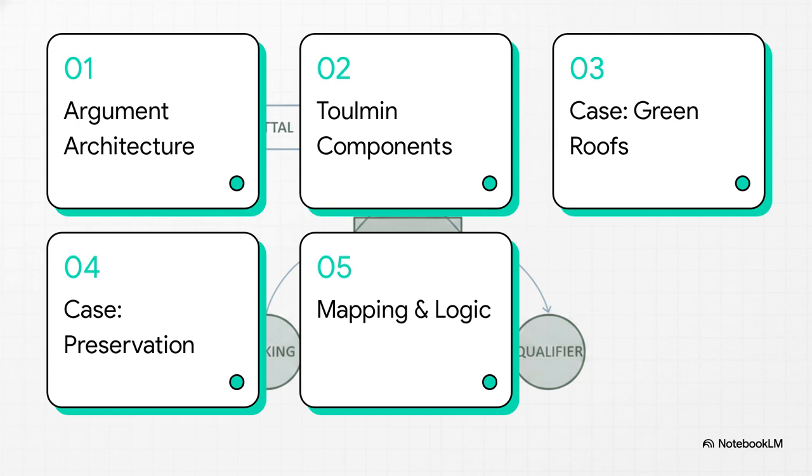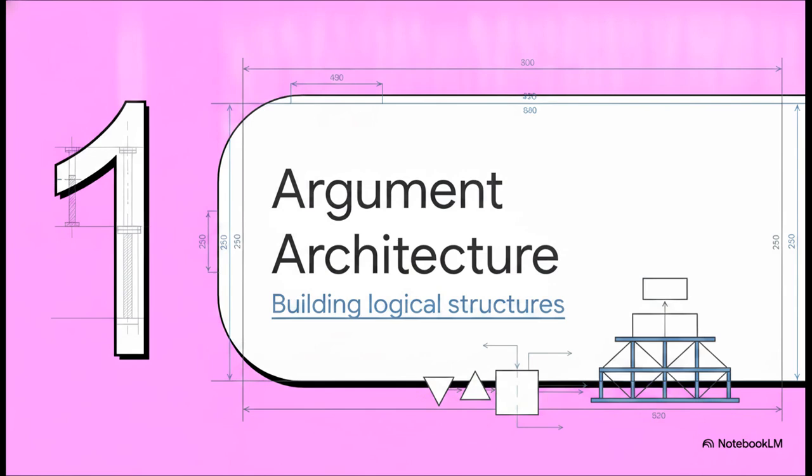Here's our roadmap for today. We're going to cover the architecture of arguments, the 6 Toulmin components, a case study on green roofs, another case study on historic preservation, and finally, argument mapping and logic. Let's get to it. Part 1.